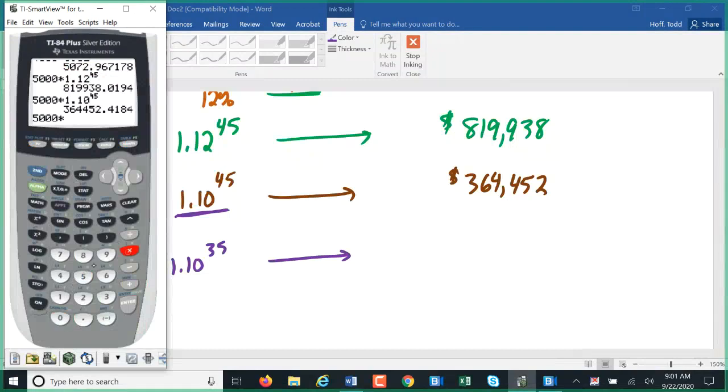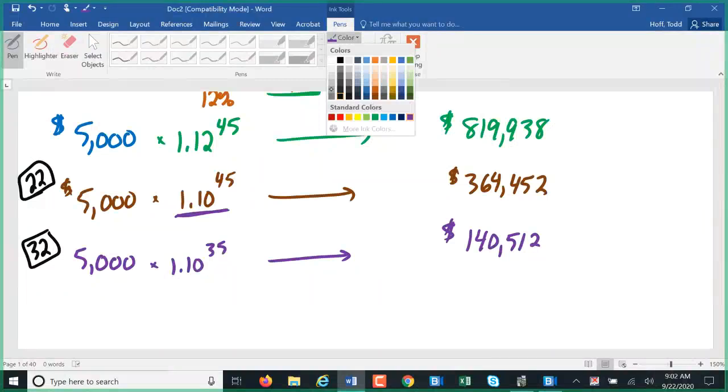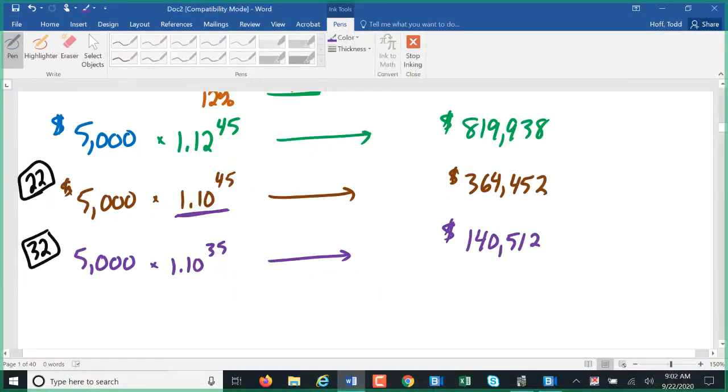5,000 times 1.10 to the power of 35. This is a significant decrease, about $140,512. Just over a third of the amount is what you would get. By putting it in 10 years earlier, you get almost 3 times the return on it.